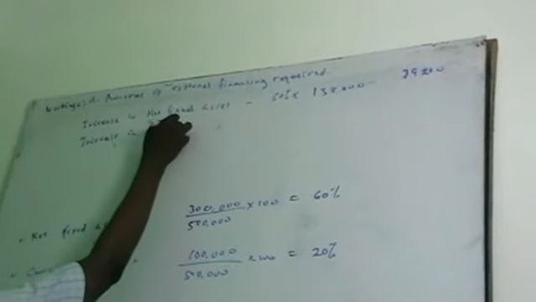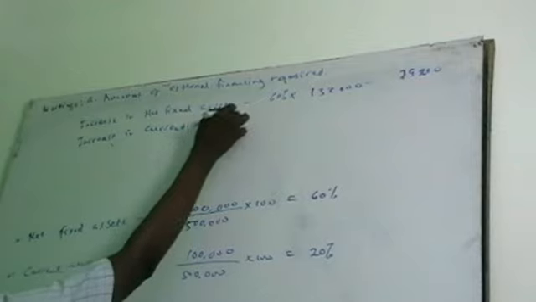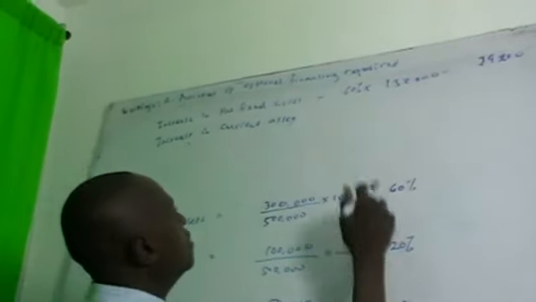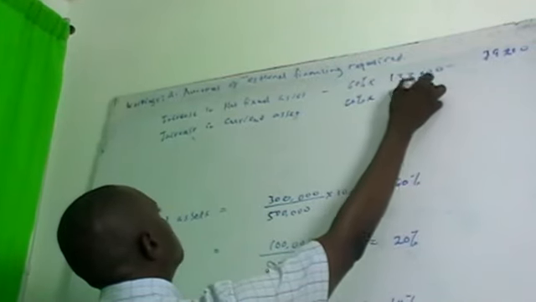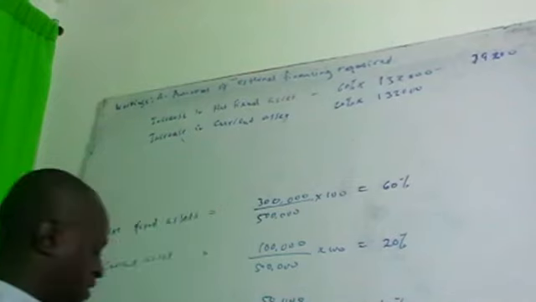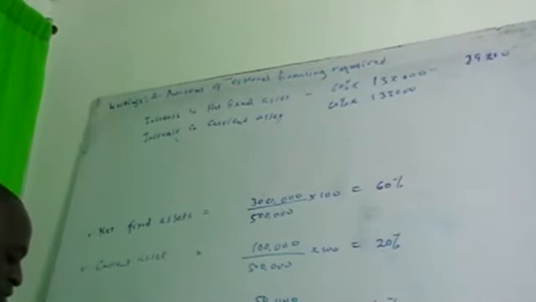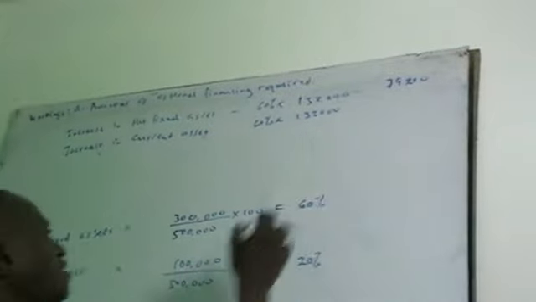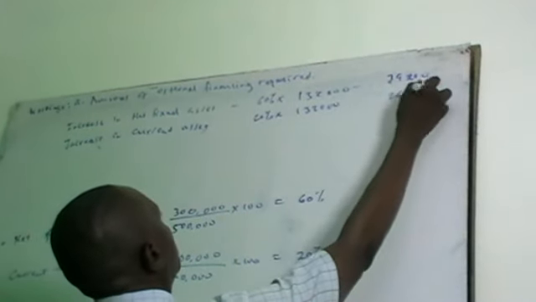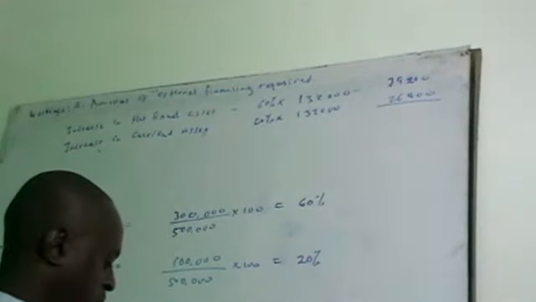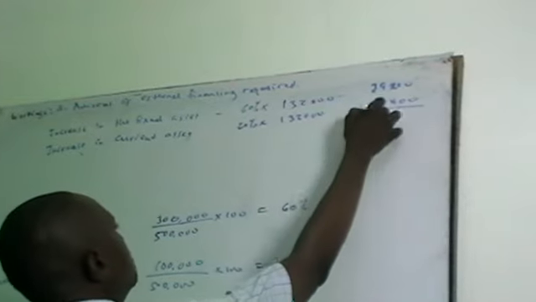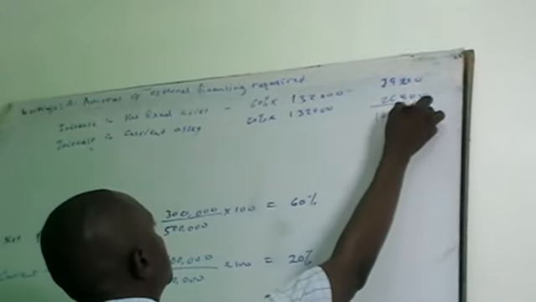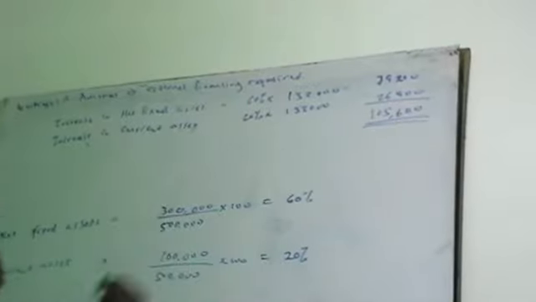Next we have increase in current assets. So the current assets, we had a relationship of 20% of sales. So this is 20% of 132,000. That gives us 26,400. So add the 2. This is 79,200. So this gives us 105,600. So this is the total assets required.